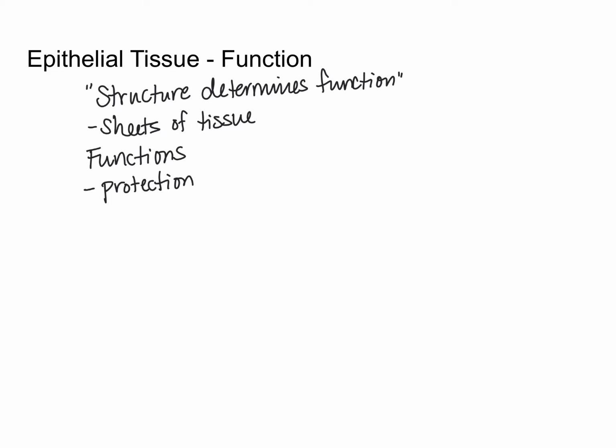So think about the epidermis of your skin, that stratified squamous epithelium. You have several layers of cells so that if you bump against something or you get scraped, you still have several layers of cells protecting your deeper structures. Things like absorption. So your intestines help to absorb nutrients from your food into your bloodstream.